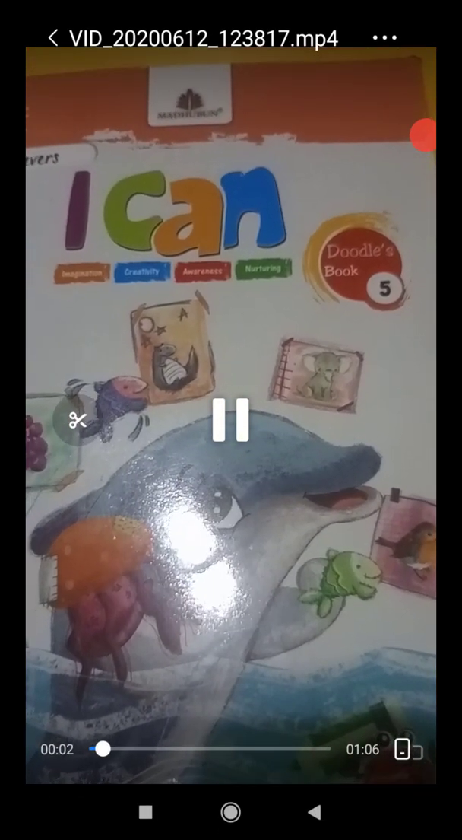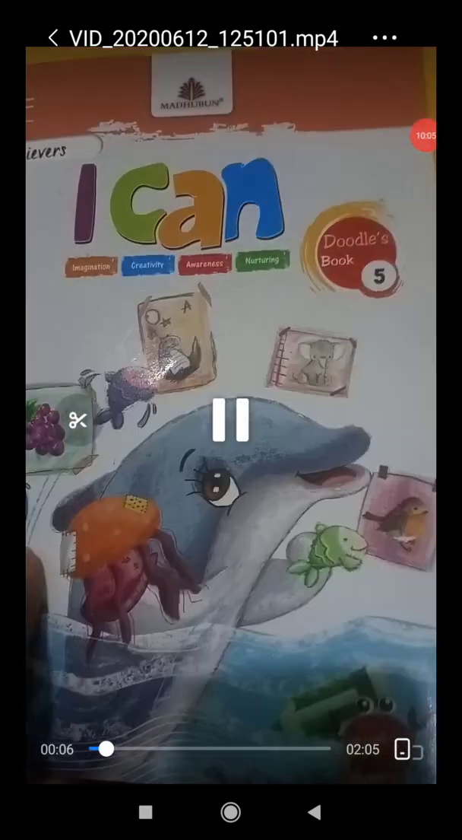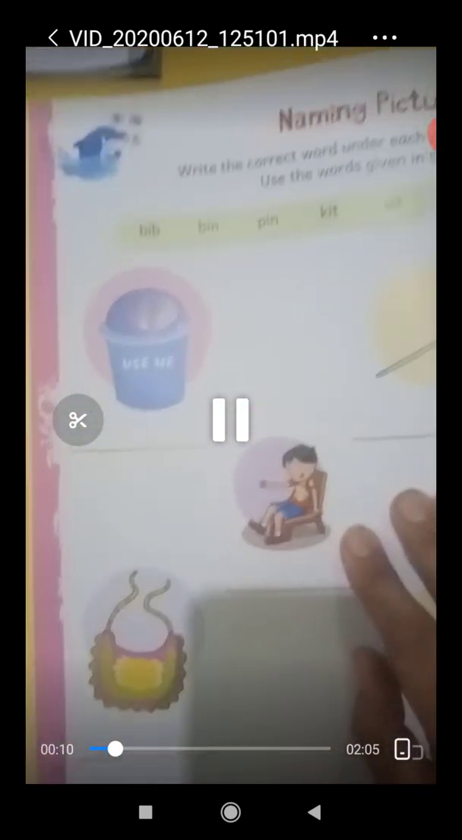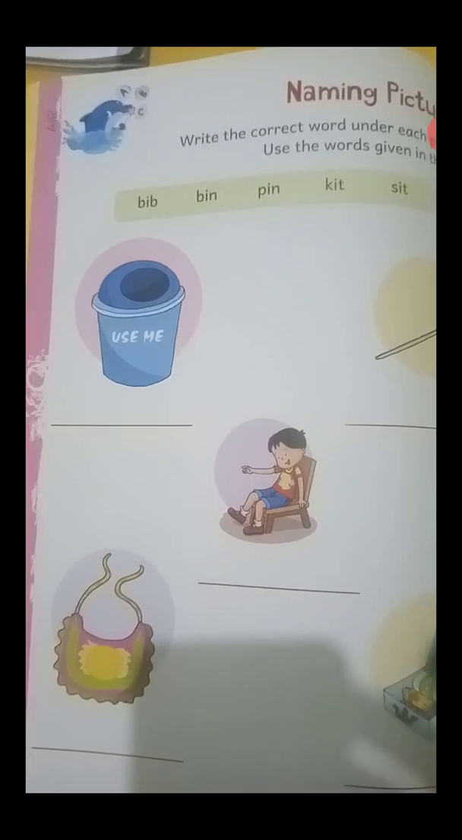Students, open your book. Students, open page number 28. Here students, we will write the correct word under each picture. Use the words given in the box.